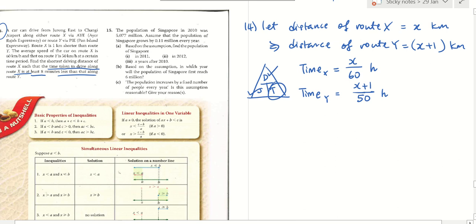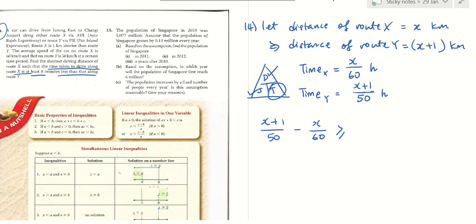So since we are doing a comparison of time, we want to do a subtraction. Then when we do a subtraction, we take the bigger value minus the smaller value. So we said that the time for y is going to be bigger. It takes a longer time. So our x plus 1 over 50 minus away your x over 60. This is the difference in the time. They want it to be at least. So at least symbol greater than or equal to 8 minutes. But we have everything in terms of hours. So let's change our 8 minutes to hours. So 8 over 60.